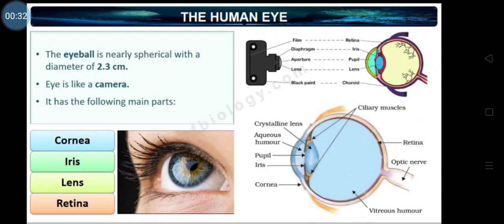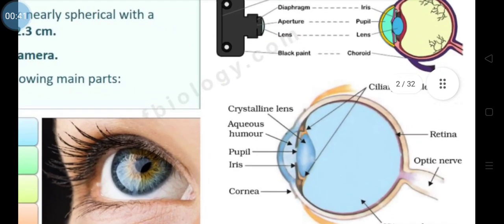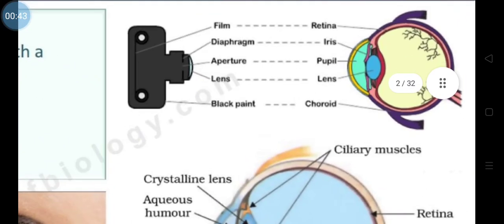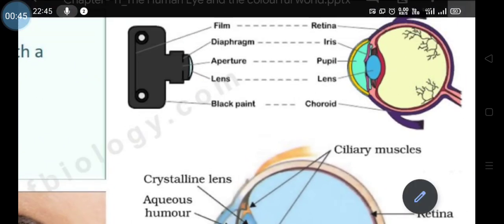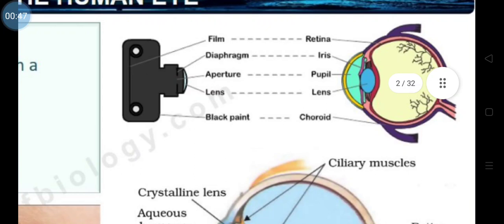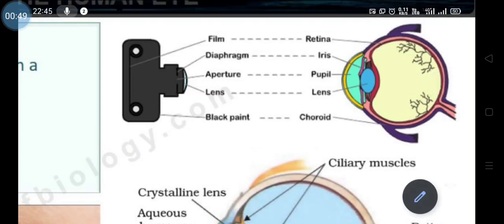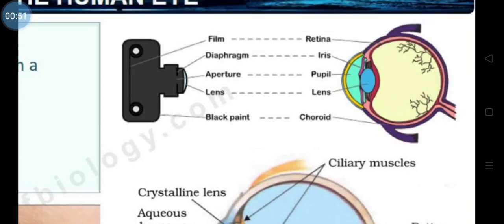The different parts of the eyeball are the cornea, iris, lens, and retina. These are very important parts of the eyes. This is what it is compared. The eyeball is compared with a camera. So the retina is similar to film, the iris is similar to the diaphragm of the camera, the pupil is similar to the aperture, and the choroid is similar to black paint.